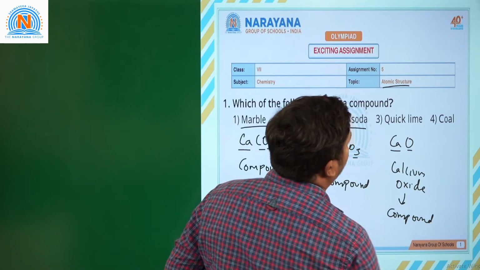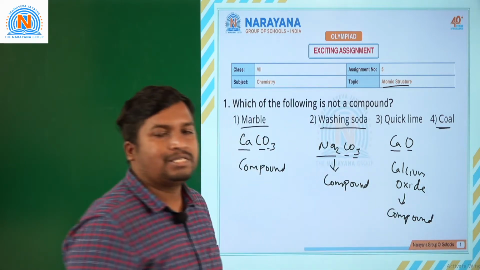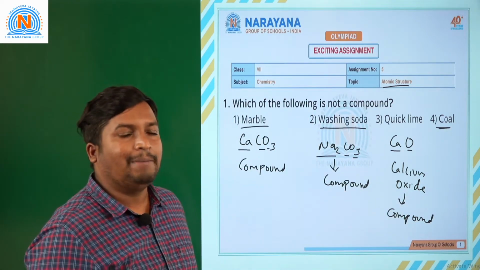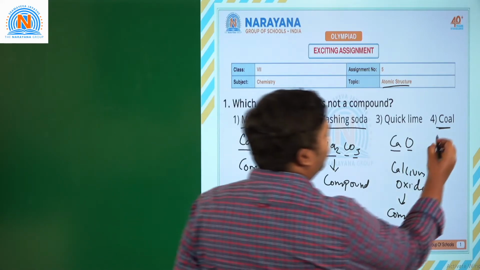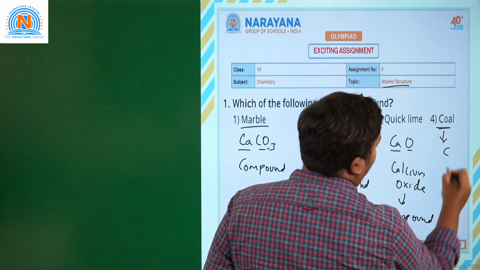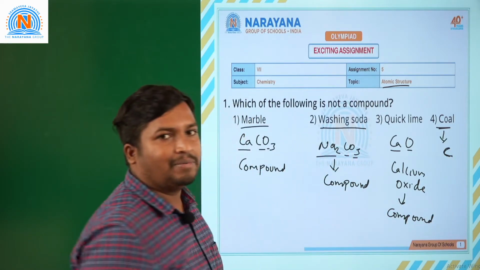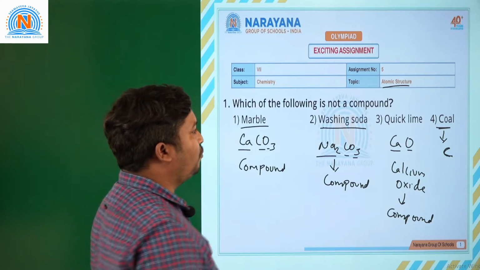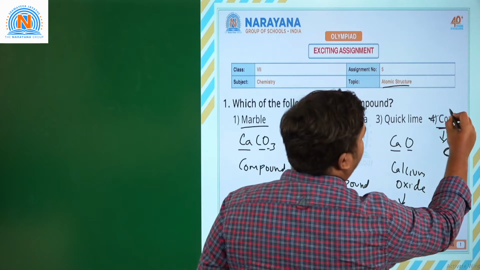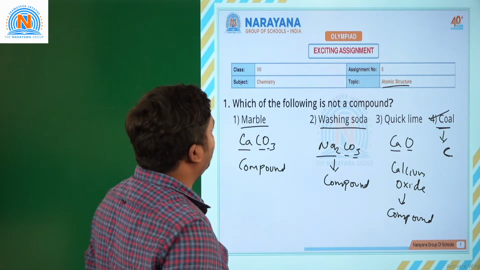Compound. The last one, coal. Coal is the purest form, or you can say the amorphous allotrope of carbon. It is the amorphous allotrope of carbon element. So here only one element, that is carbon, is present. It is the purest form of carbon that we see. Therefore coal is an element. The remaining are compounds.